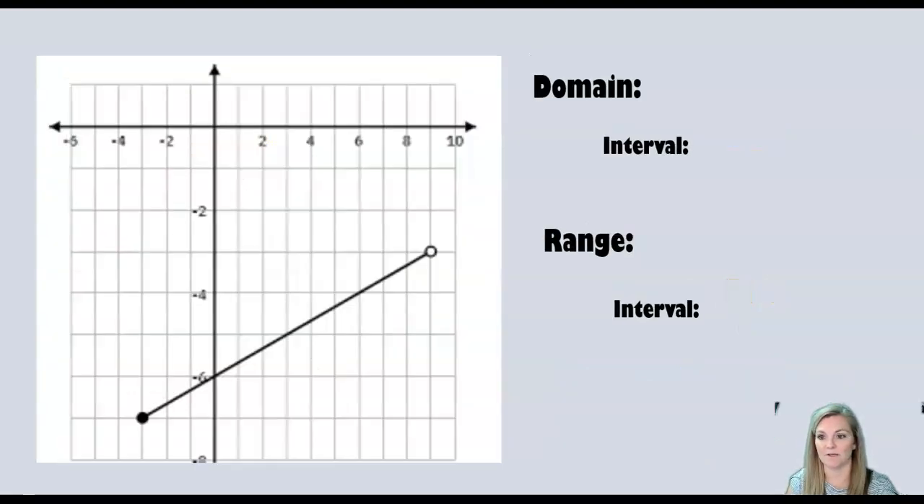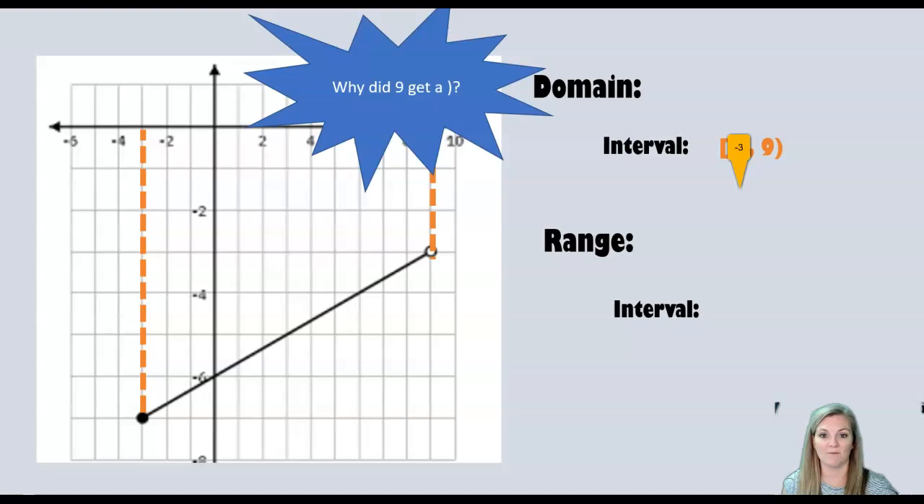Now let's look at this one also from your notes. How far left does it go? -3. How far right does it go? 9. -3 to 9. And then let's talk about why 9 gets a parenthesis. 9 gets a parenthesis because it is an open dot. Open dot means it's not equal to, so if it's not equal to, it gets a parenthesis.